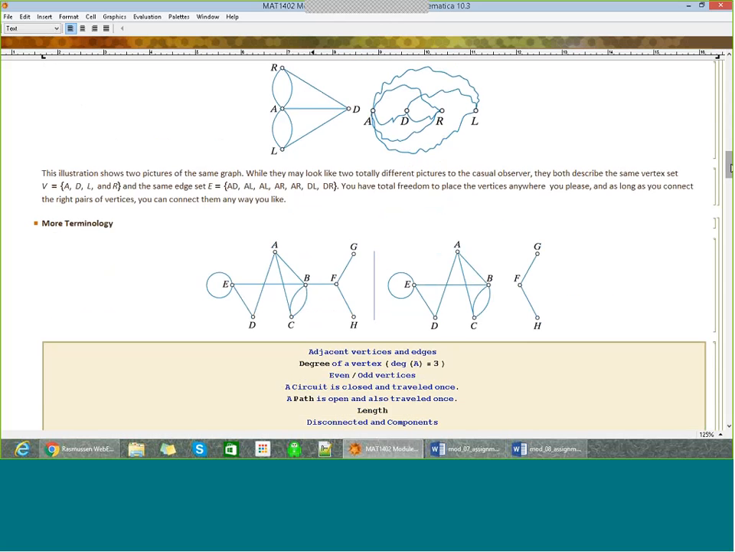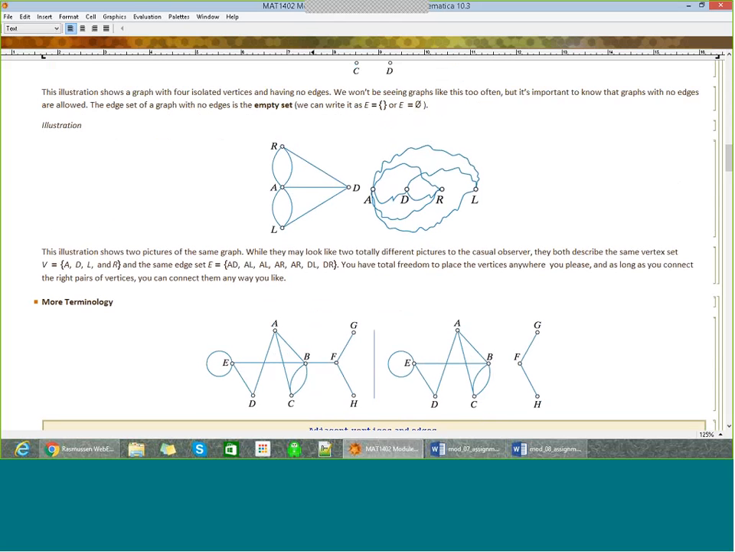If you look at the pictures here, the left side and the right side look different, but they're exactly the same thing. You notice that A to D, A to R, A to L, A to D, A to R, A to L. It really doesn't matter how you draw your graph, whether you draw it the left way or the right way. Typically you see something like the left side because it's easier to read. But this picture in the middle of the screen right now, they're the same.